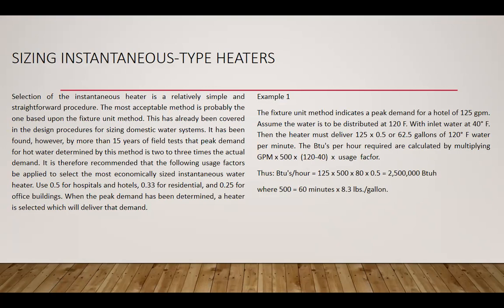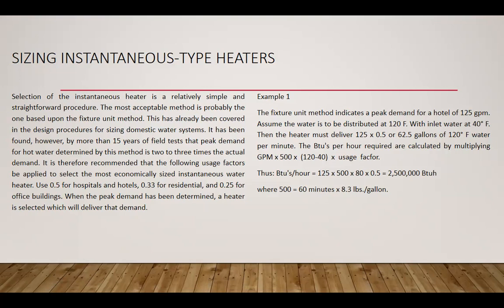It has been found, however, by more than 15 years of field tests that peak demand for hot water determined by this method is 2 to 3 times the actual demand. It is therefore recommended that the following usage factor be applied to select the most economically sized instantaneous water heater. Use 0.5 for hospital and hotel, 0.33 for residential, and 0.25 for office building. When the peak demand has been determined, a heater is selected which will deliver the demand.